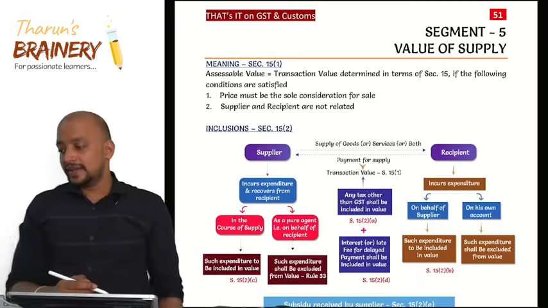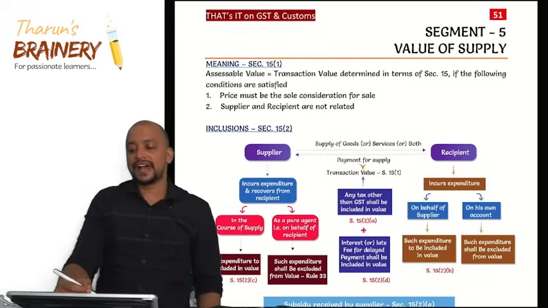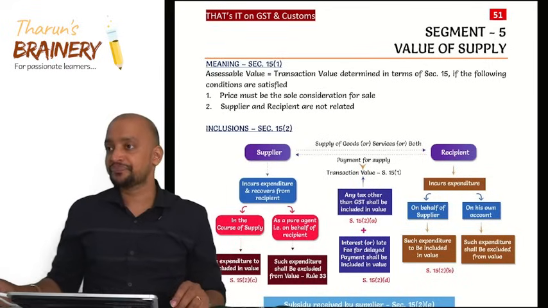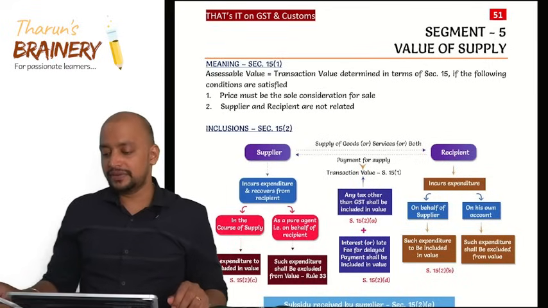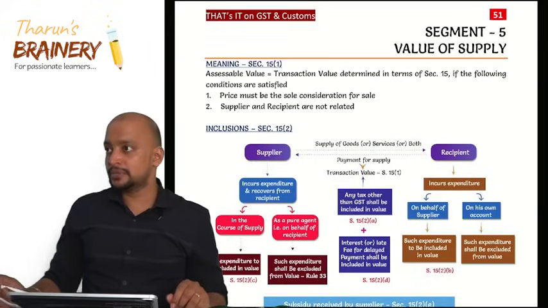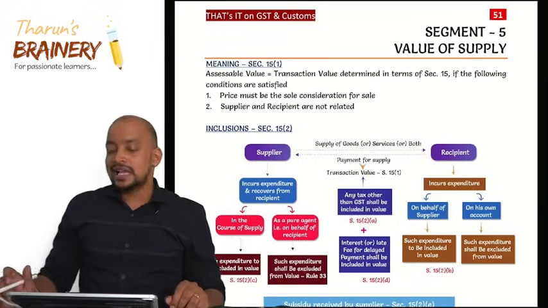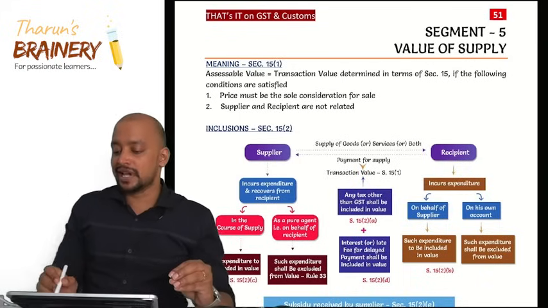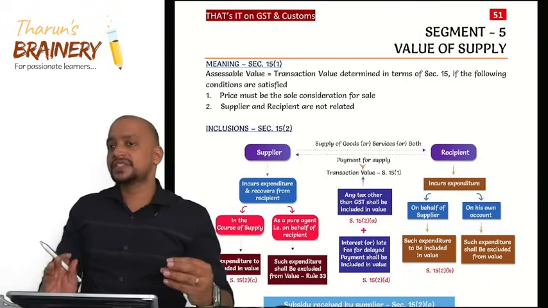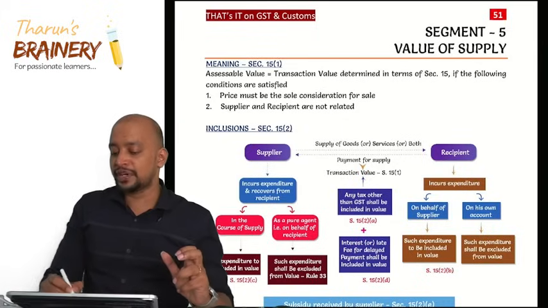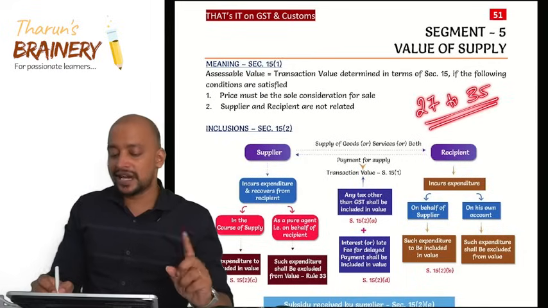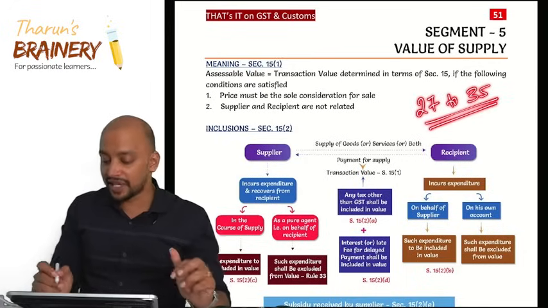Okay, we'll see now Segment 5, value of supply. Have a look into this on page number 51. Section 15 is the only section that we have in this segment. Plus, we have certain rules also, starting from rule 27 to rule 35. So, these are the various rules and only one section, that is section 15.